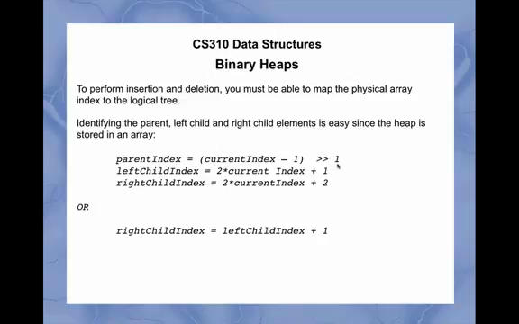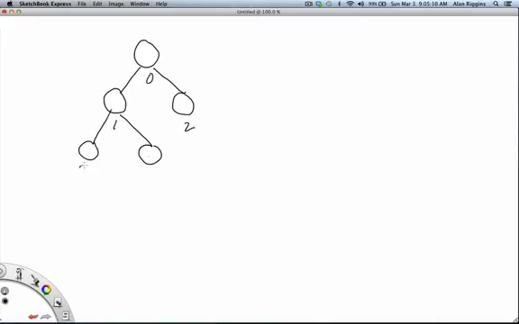The left child is 2 times the index plus 1. The right child is 2 times the index plus 2, or the left child plus 1, of course. Thus, if we look at the heap here, the indices where these go is 0, 1, 2, 3, and 4.